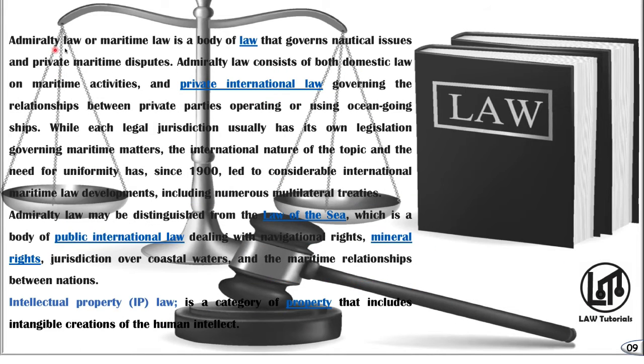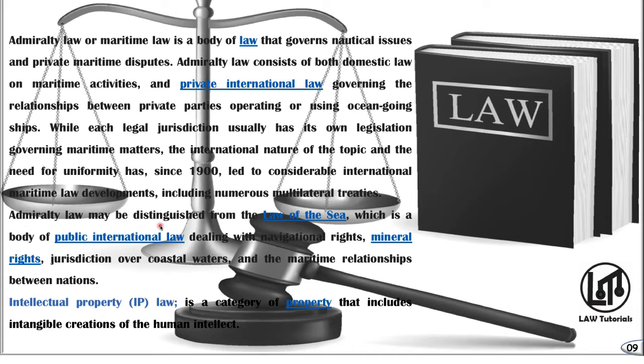Now, Admiralty law or maritime law. Let's look at Admiralty law or maritime law. It's a body of law that governs nautical issues and private maritime disputes. Admiralty law consists of both domestic law on maritime activities and private international law governing the relationships between private parties operating or using ocean-going ships. While each legal jurisdiction usually has its own legislation governing maritime matters, the international nature of the topic and the need for uniformity has since 1900 led to considerable international maritime law development, including numerous multilateral treaties.